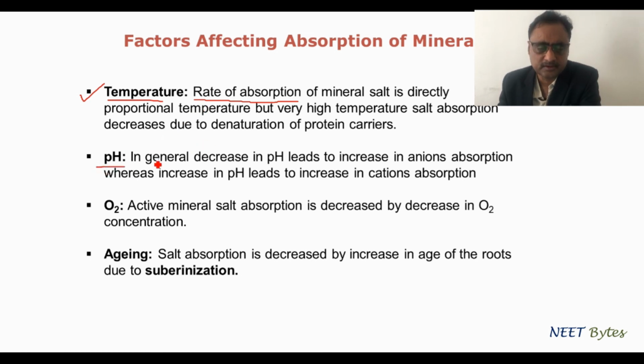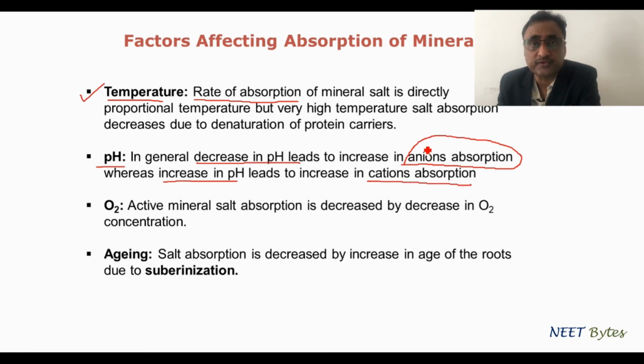pH. What happens in general? A decrease in pH leads to an increase in anion absorption. That is important. And an increase in pH, that means a basic pH, leads to an increase in cation absorption. So acidic pH is going to favor anionic absorption, and basic pH is going to favor cation absorption. Okay.